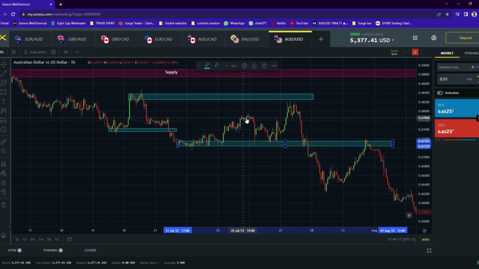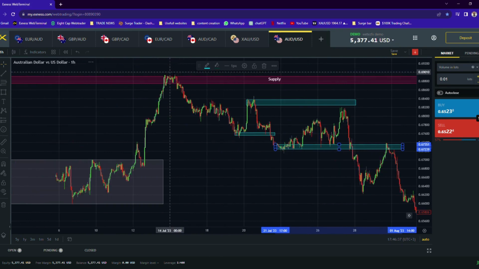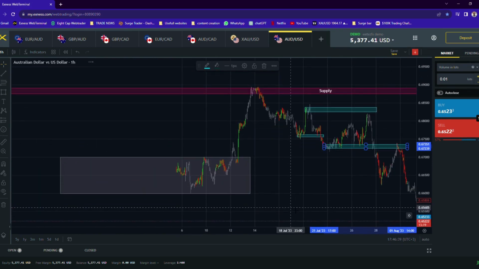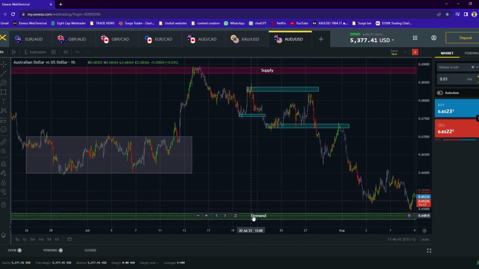Now support was created again, price moved back and touched and made a rejection in the resistance. This is where you get the opportunity to enter into the downward trend. Price comes back into the same zone and rejects there. So this is resistance. Now you have supply, you have demand right here. Now you also have support and resistance.